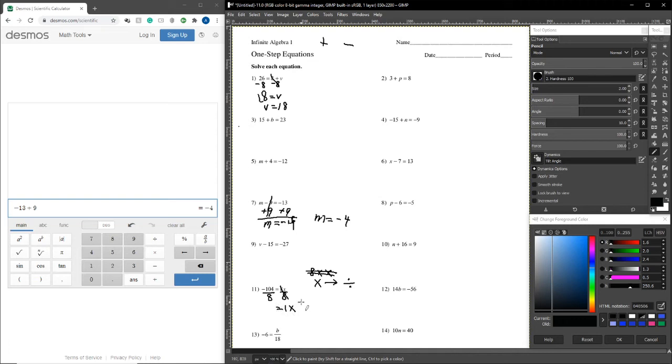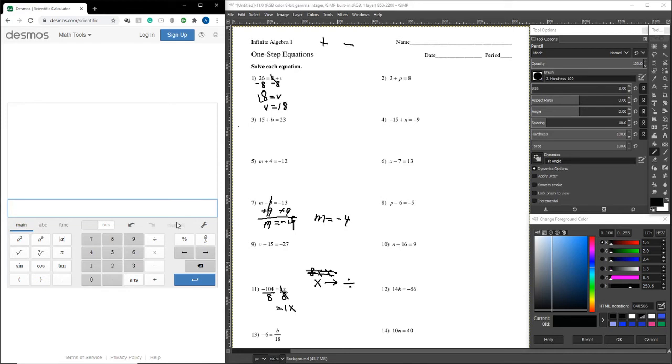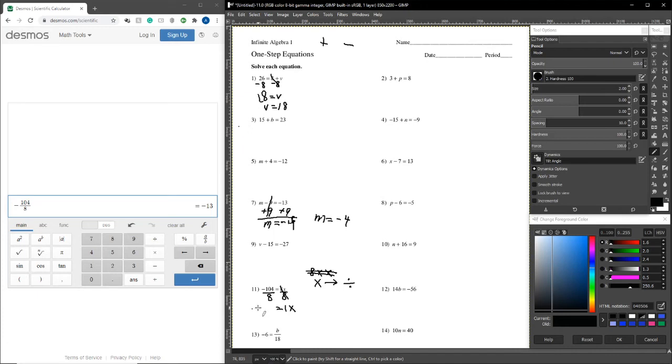So we've got 1x equals, and now I'm going to go over to my Desmos Scientific calculator. I'm going to remember to clear it this time, and I'm going to enter -104, and we're going to say divide it by 8. And our answer pops up as -13. So coming on over here, I'm going to write this as -13.